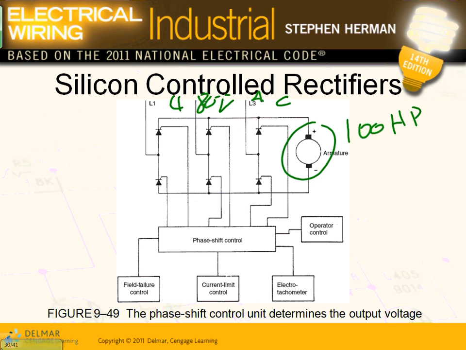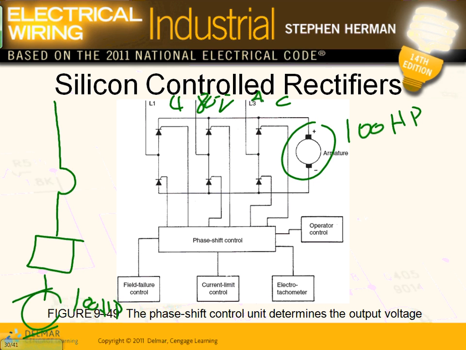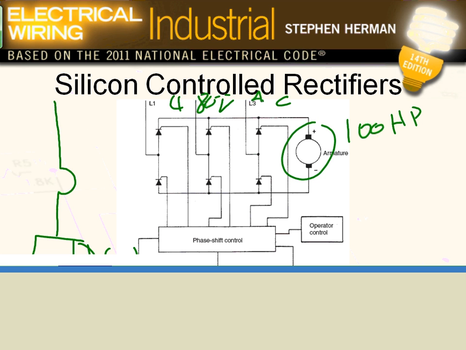In order to run the DC motor from an AC system, here's what you want. Here's the one-line diagram. It's going to look something like this and something like this. So here's my 100 horsepower motor. This is the DC drive, they call it.